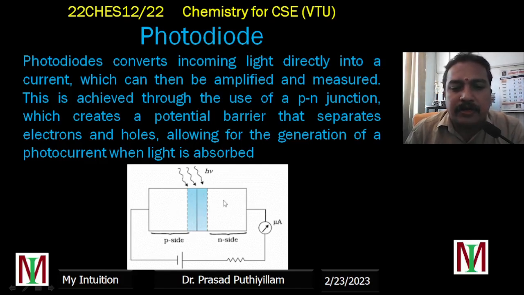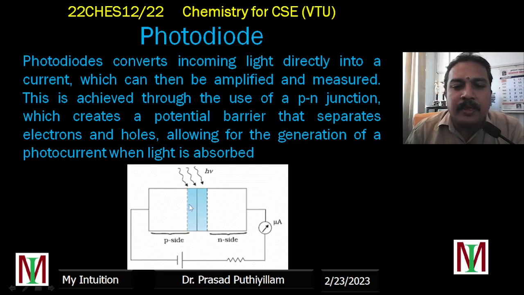Whenever light falls on that PN junction, electrons as well as holes are generated on the P and N sides, and those travel through the external circuit to create the required current or voltage.